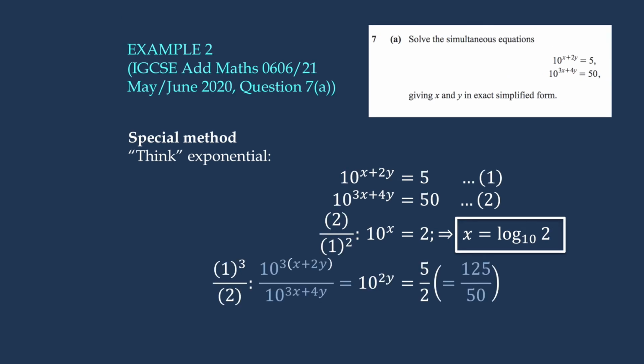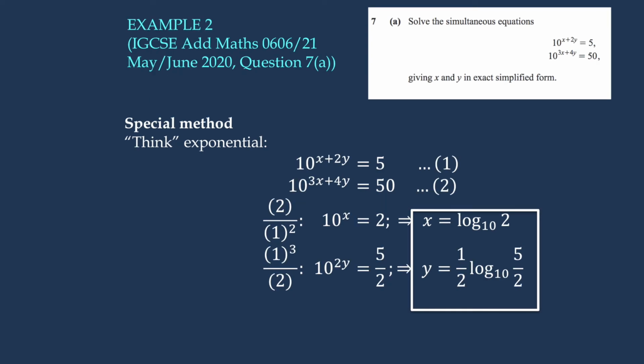Now, take equation 1, cube it, then divide by equation 2. This eliminates the x term from the index and leaves 10 to the 2y equals 5 cubed, or 125 over 50, which reduces to 5 over 2. Taking logs base 10 and dividing by 2 gives y equals half of log base 10 of 5 over 2. This is the second answer.